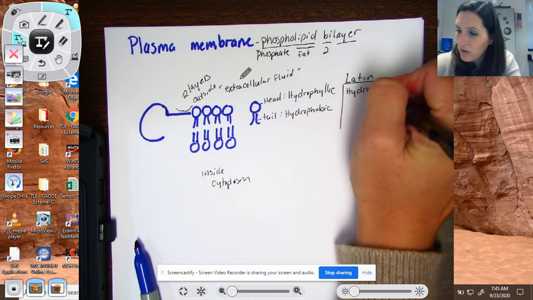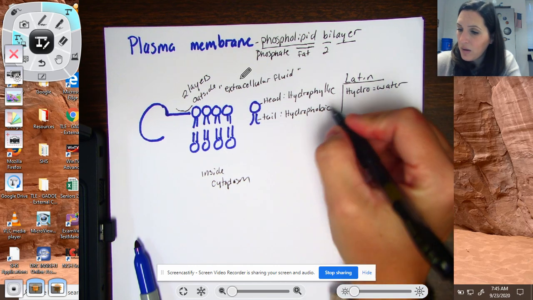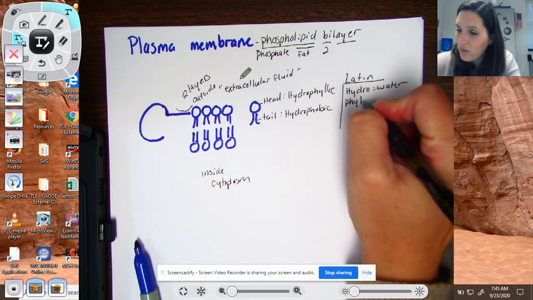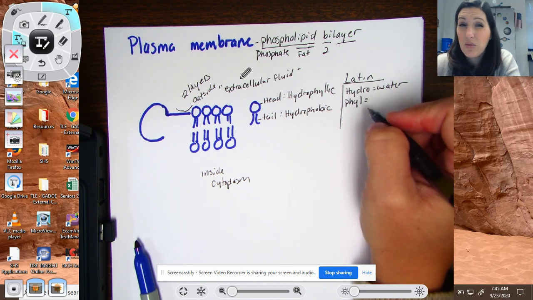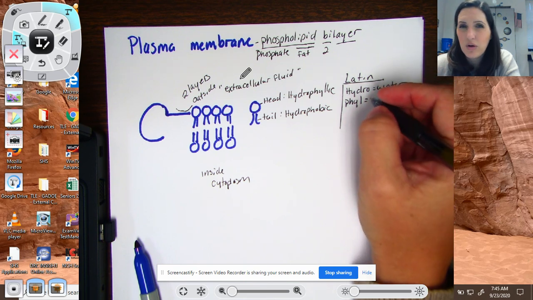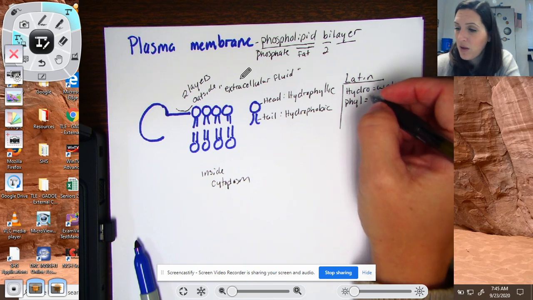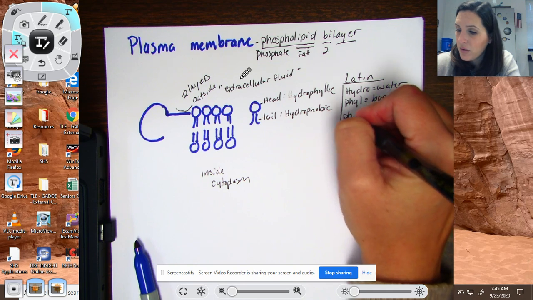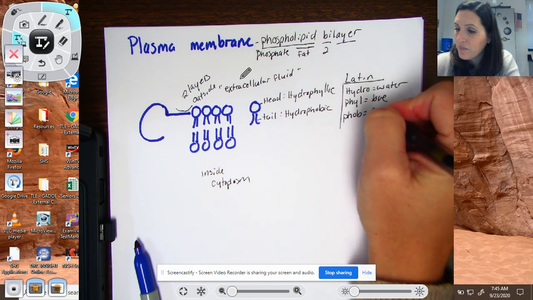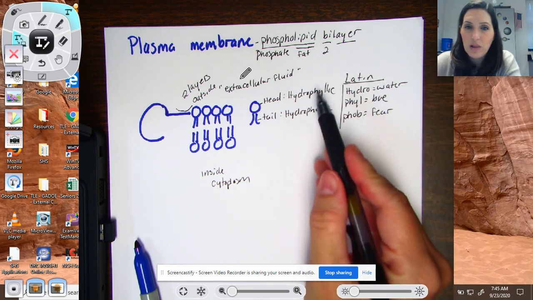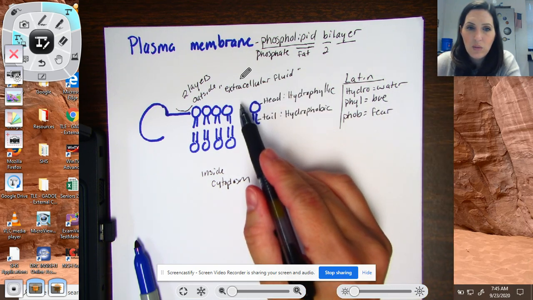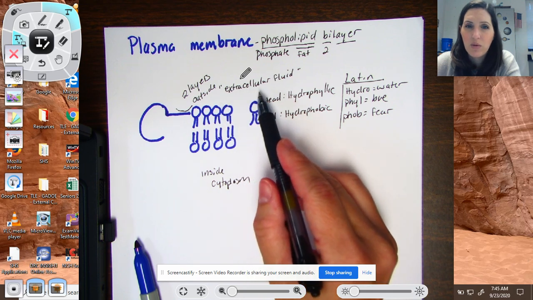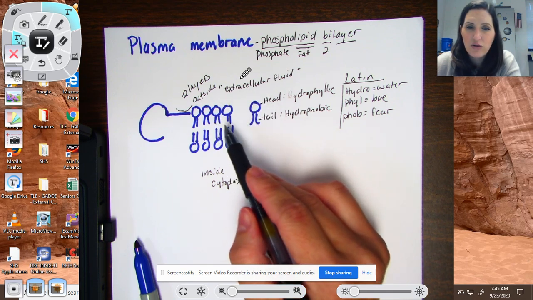Hydro means water. Phile means to love. I think in your Greek mythology, Ophelia is the basis of that word, goddess of love. So phile means love. And then phobe or phobia is fear. So we have water-loving heads, which is good because the extracellular fluid is made out of a lot of water. And then the tails are the hydrophobic.